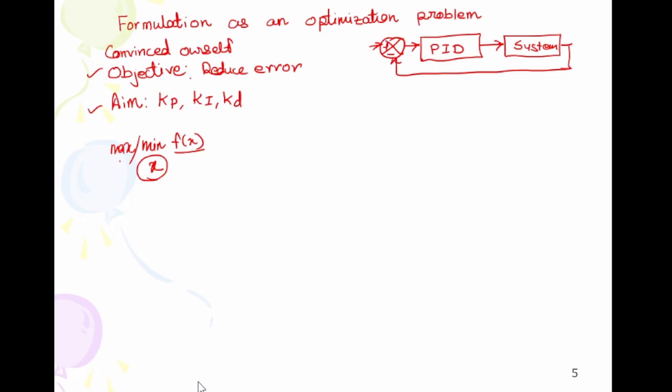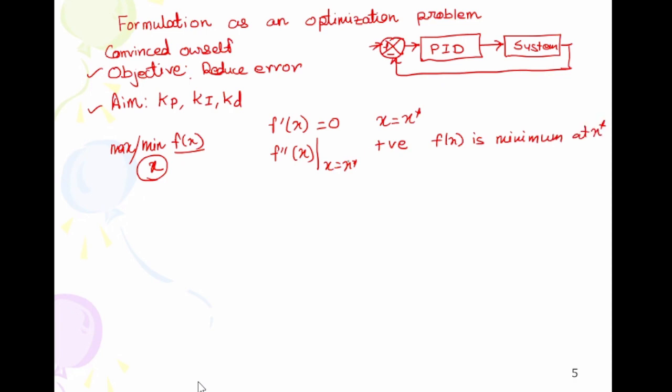So this problem looks very simple. It is actually very simple. So what is the most classical approach of solving this problem? We took f dash of x equal to 0, and then we solved it. Suppose we got f dash of x equal to 0 at x equal to x star. Then in the next step, we took f double dash of x, and calculated the value of f double dash of x at x equal to x star. Now, if this comes out to be positive, we say that f of x is minimum at x star, and if it comes out to be negative, f of x is maximum. This is one thing I suppose all of you know about. It is a very simple approach of maximizing or minimizing a function.